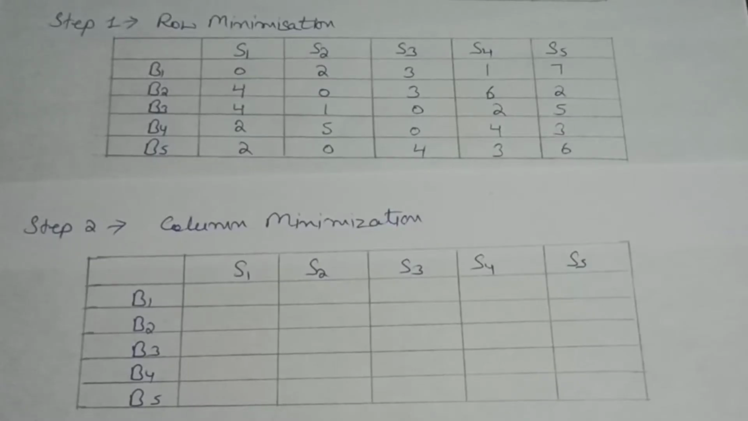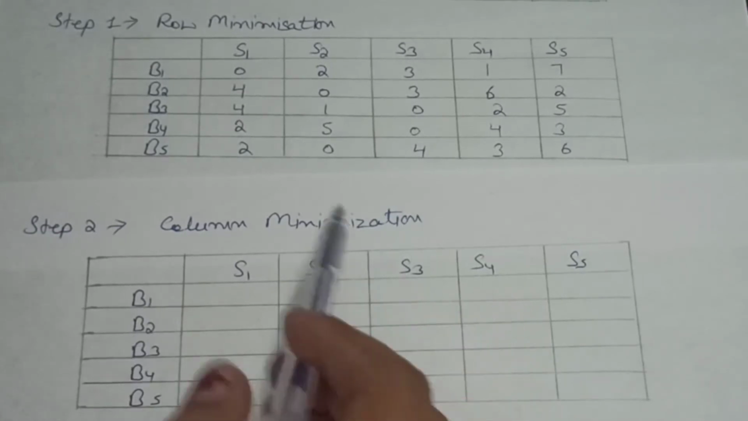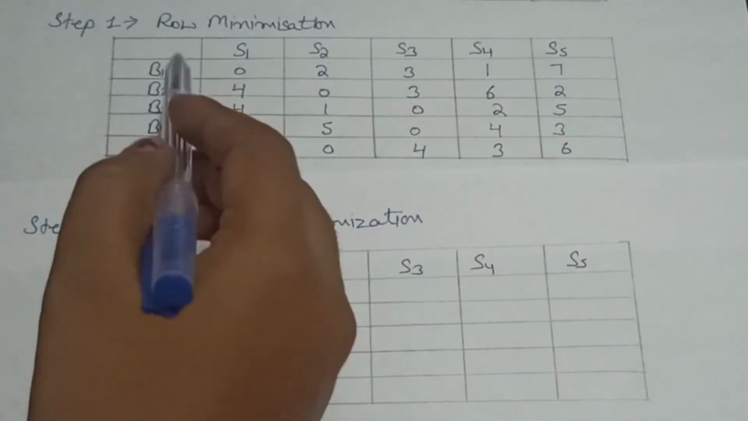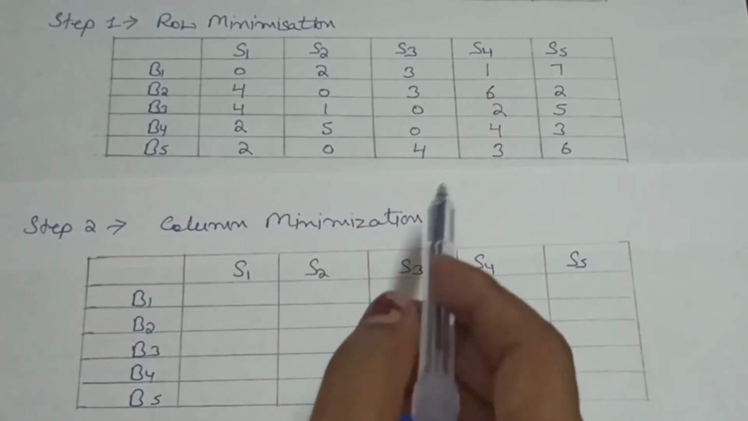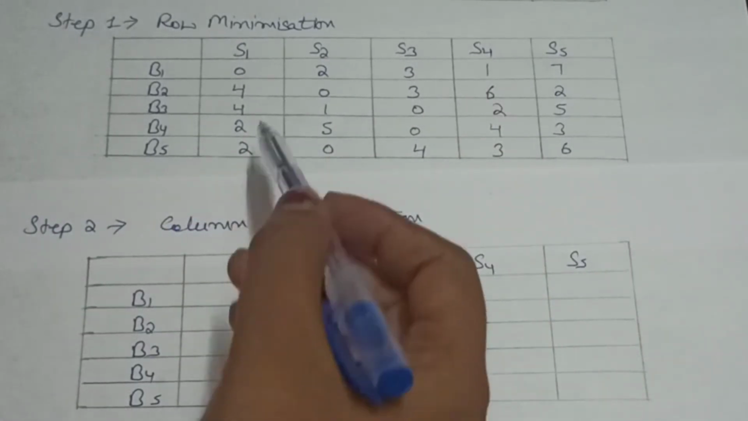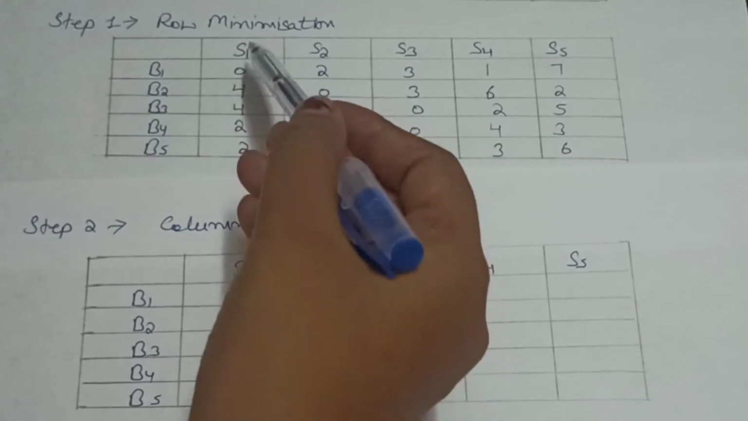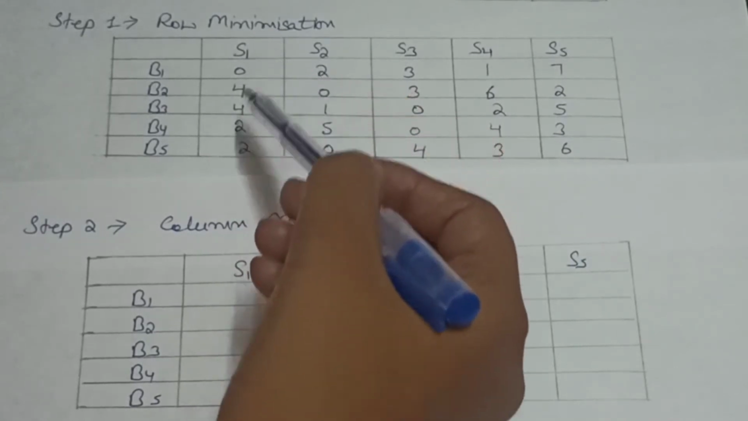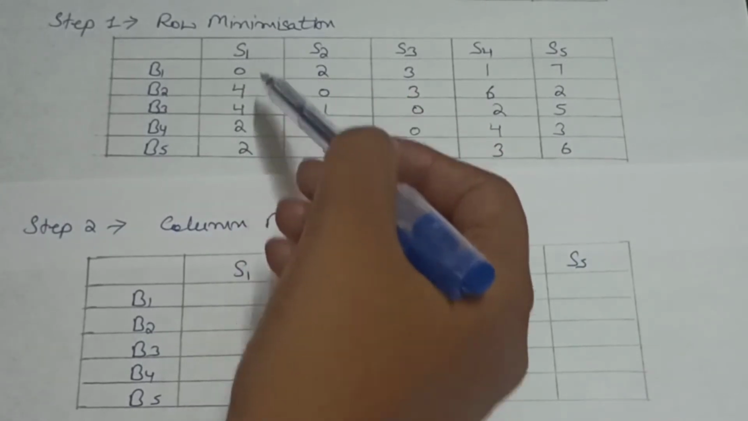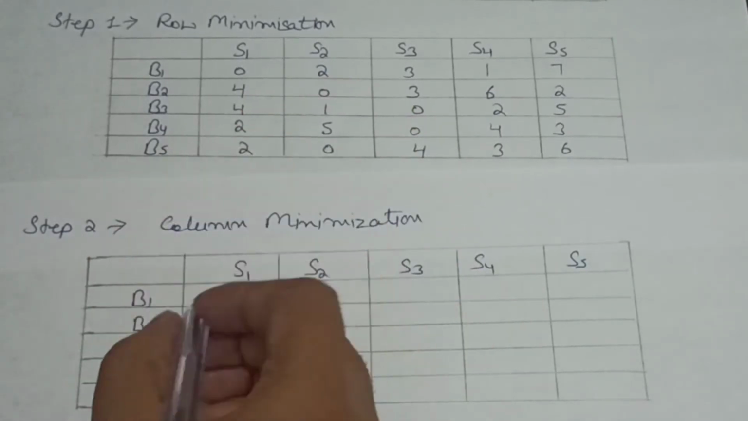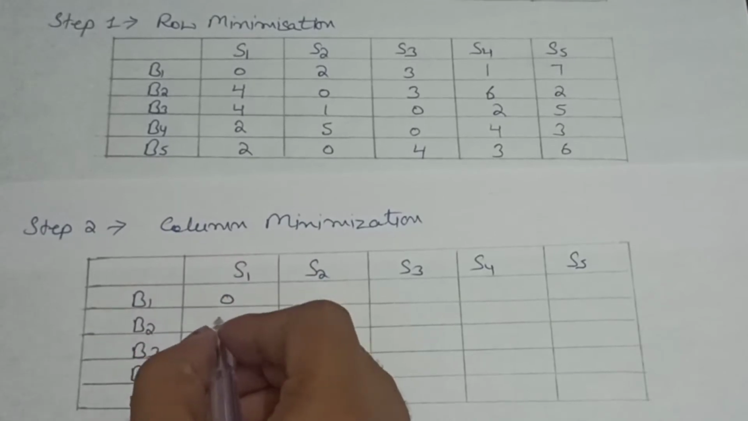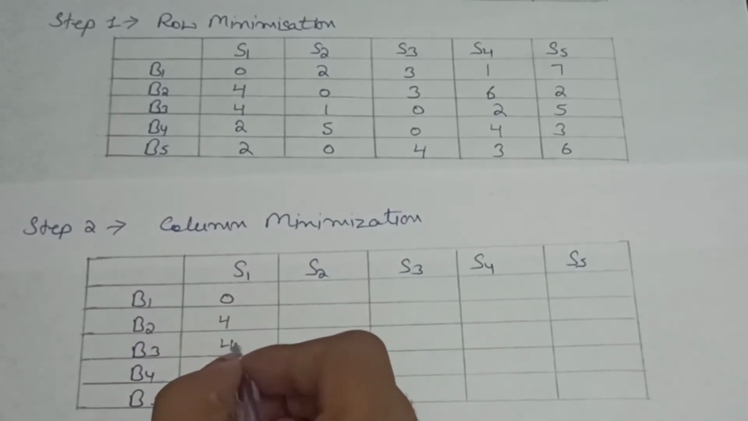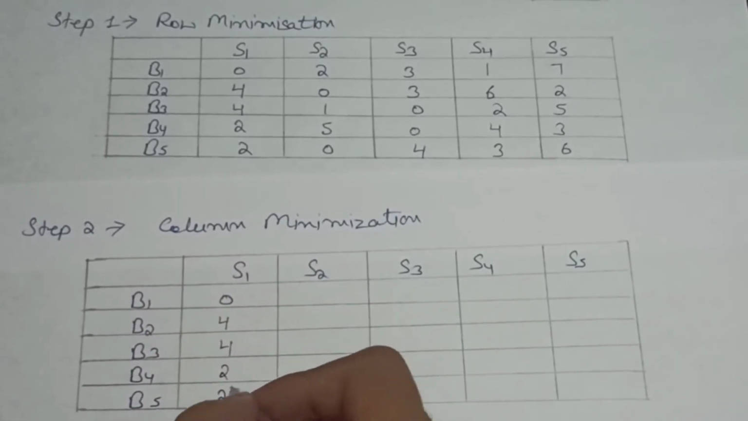So students, now we will minimize our columns. This is our matrix and this is our first step matrix. In this matrix we have minimized the rows. Now we will check the columns. This is our first column. You can see 0 is the minimum element, so all elements will remain the same. 0 minus 0 is equal to 0. 4 minus 0 is equal to 4. Here also 4, 2 and 2.